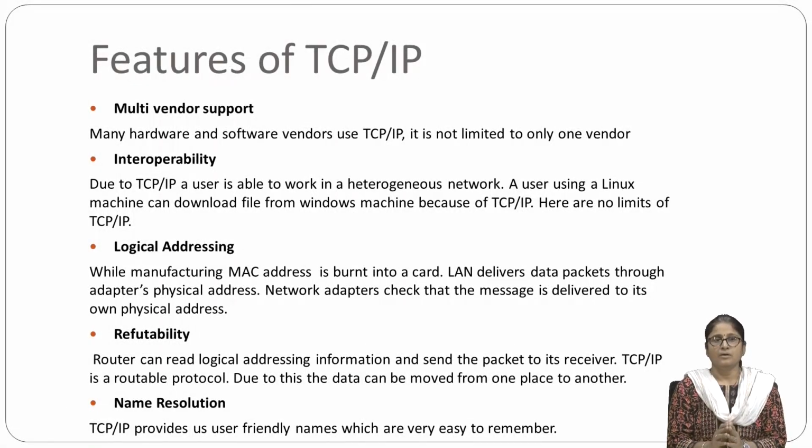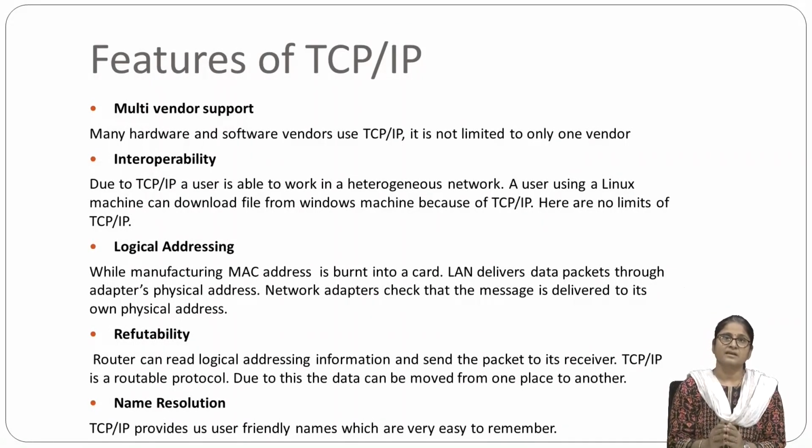Now we'll see what are the features of TCP/IP. TCP/IP is basically multi-vendor support. What is multi-vendor support? It supports hardware and software, right? TCP/IP can support any kind of hardware. It can work on any kind of hardware or with any software vendor. The second feature is interoperability, meaning it is able to work in a heterogeneous network.